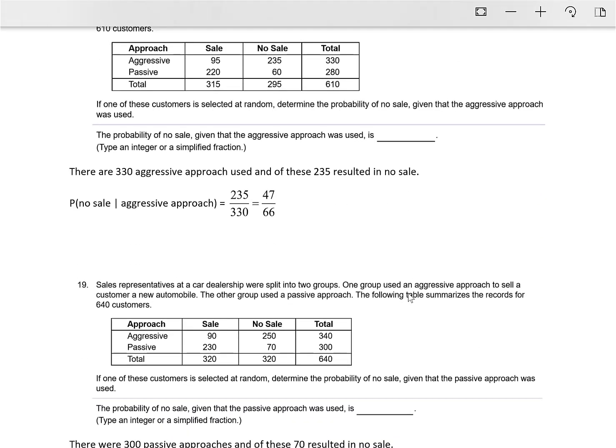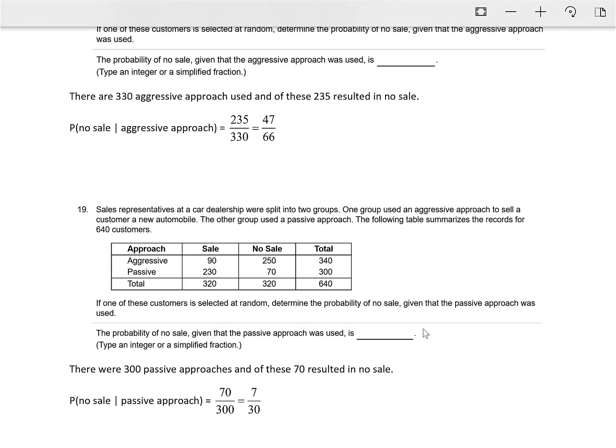And we have another example of this type here, and this is another conditional probability. The probability of no sale given a passive approach was used. So how many passive approaches? 300. And how many of those were no sale? 70. So 70 over 300. We can simplify that to 7 over 30.